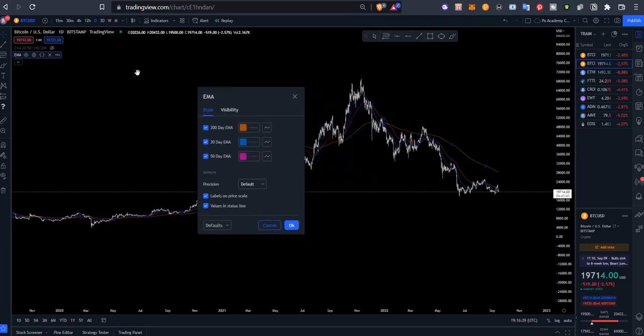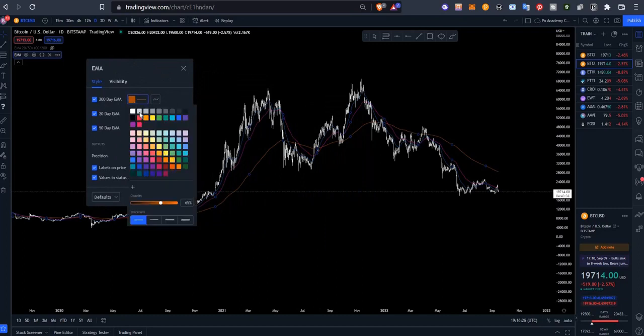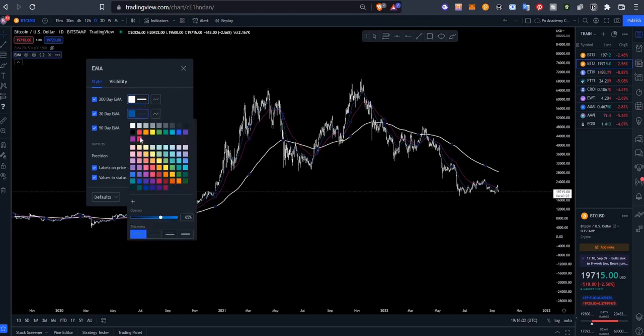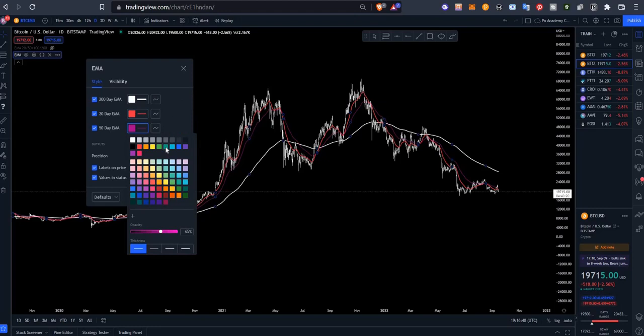So I always like to change the color of all those indicators, and that's 200. I always put it in white, and let me bold it a little bit for everyone to see. And the 20, I always like that in red. You can put it in any color that you like. You can decide to use it the way it was, but I love to change it.